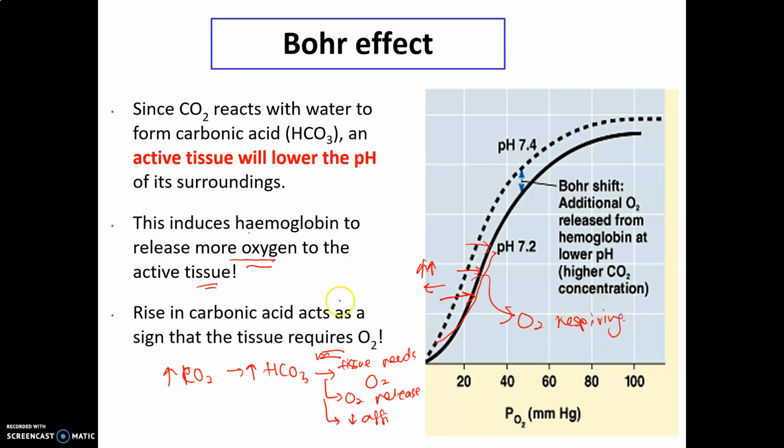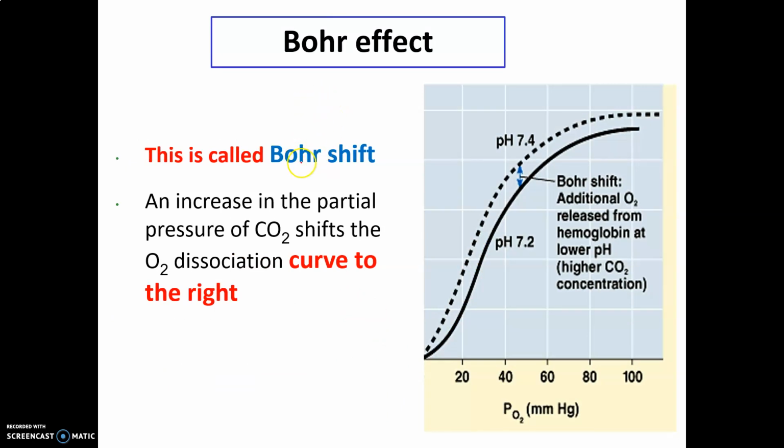You just have to understand that when increase in partial pressure of carbon dioxide akan increase in the carbonic acid. Okay, ini adalah signal bahawa tissue needs oxygen. Okay, for the cellular respiration, oxygen akan release because adanya reduced affinity of hemoglobin kepada oxygen lah. And inilah yang dipanggil Bohr's shift. Increase in the partial pressure of carbon dioxide shift the oxygen dissociation curve to the right, cause the release of more oxygen kepada tissue. Okay, dengan cara apa? By reducing the affinity of hemoglobin kepada oxygen.